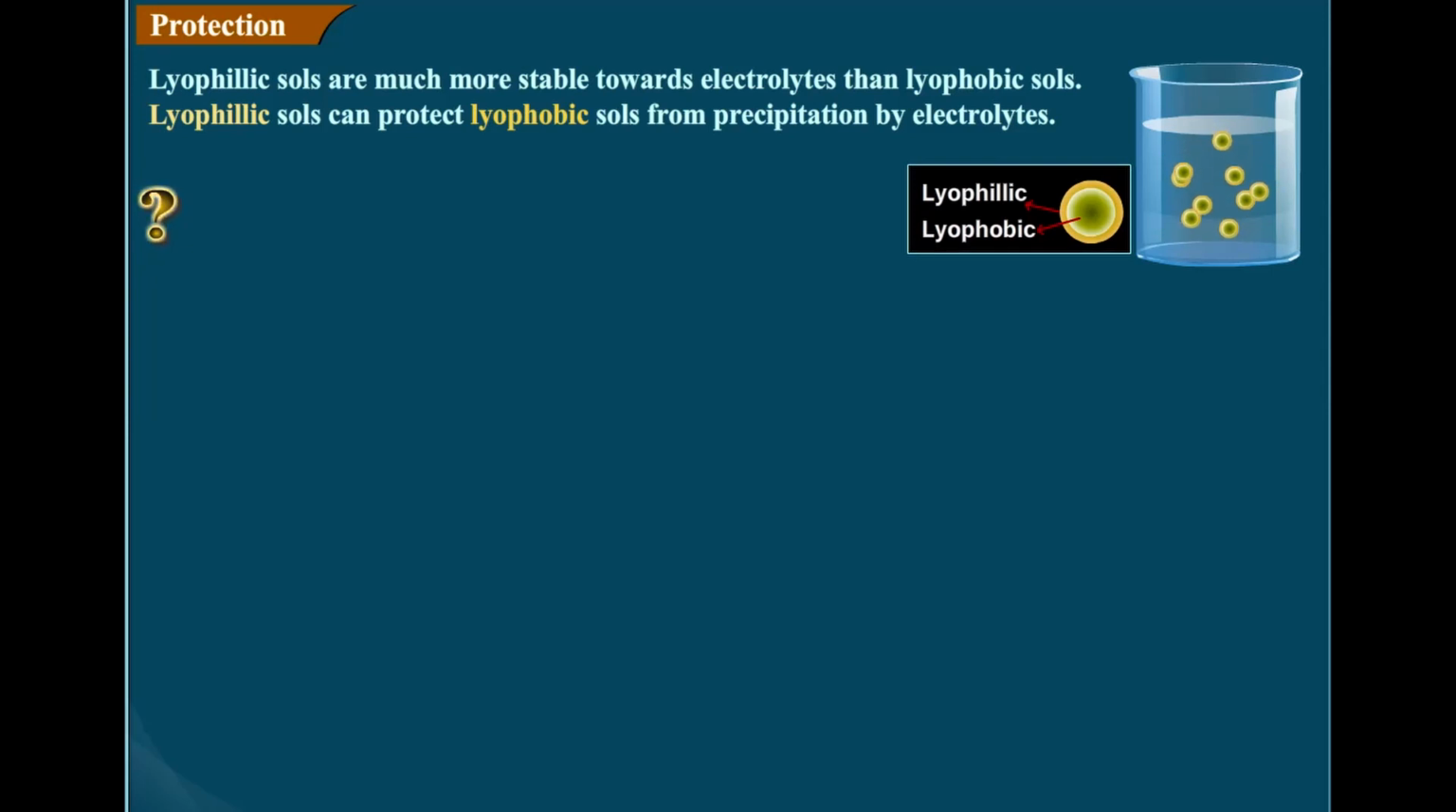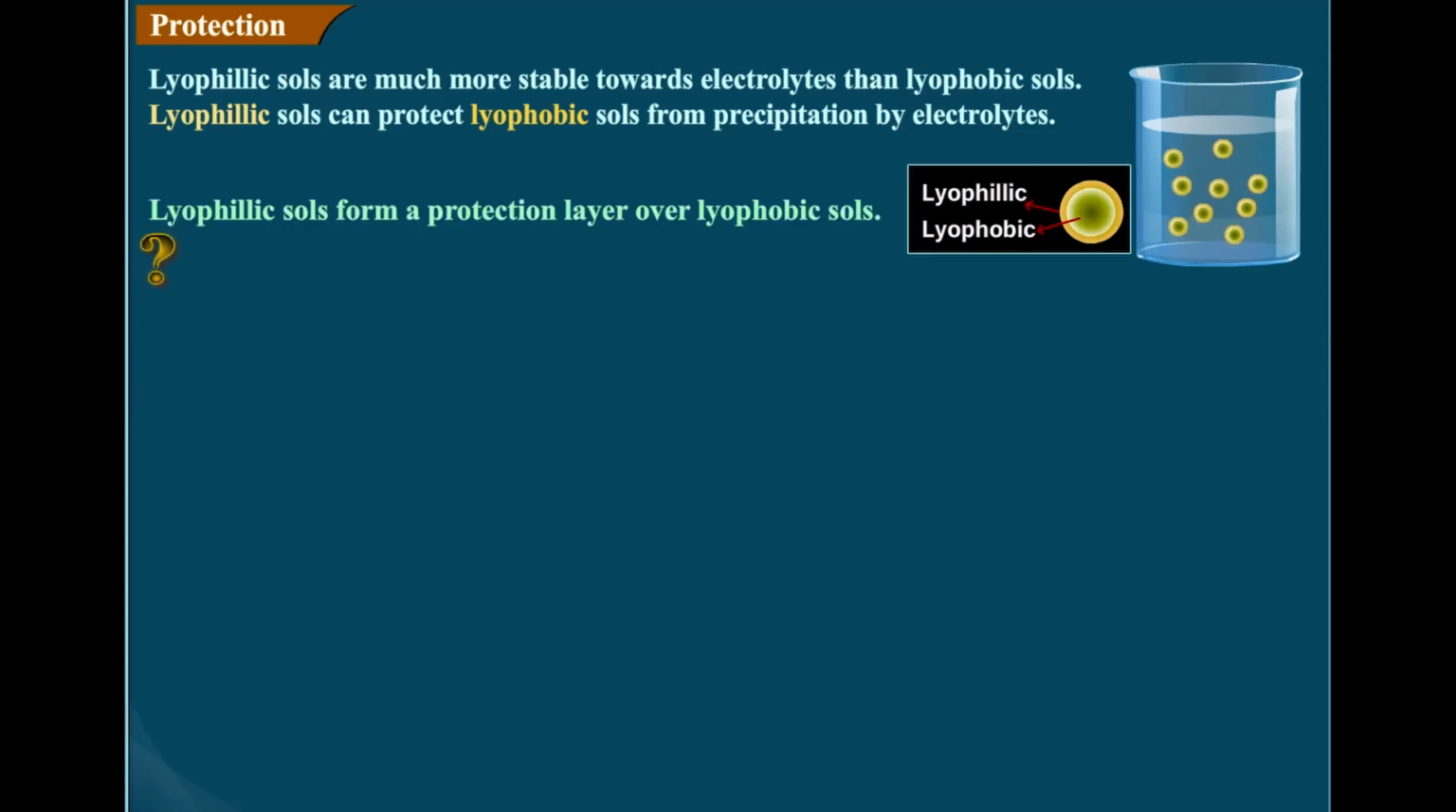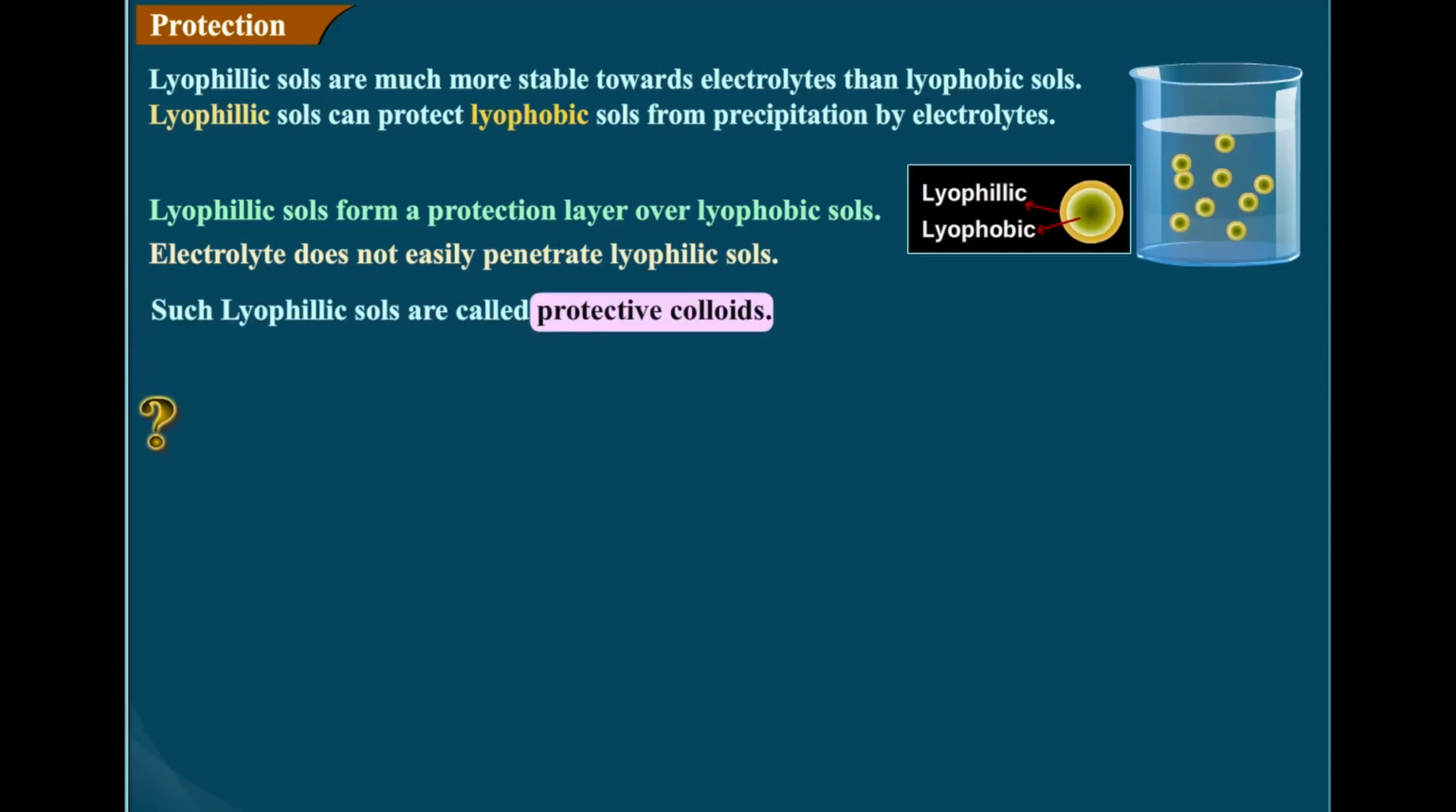When a lyophilic sol is added to a lyophobic sol, the lyophilic particles form a layer around the lyophobic particles and thus protect the latter from electrolytes. So lyophilic colloids used for this purpose are called protective colloids. Lyophilic sols form a protection layer around lyophobic sols. Electrolytes do not easily penetrate the lyophilic sol. Such lyophilic sols are called protective colloids because they are used for protecting lyophobic colloids.